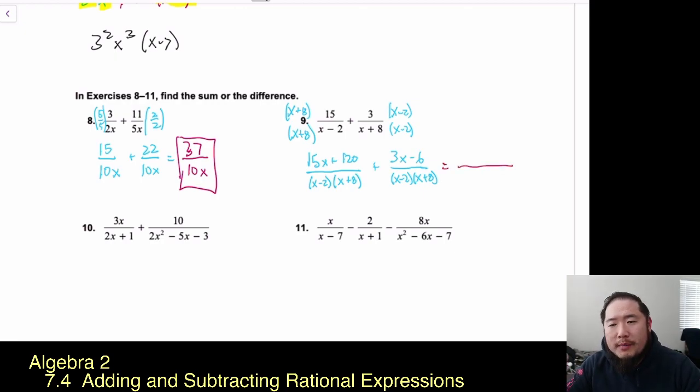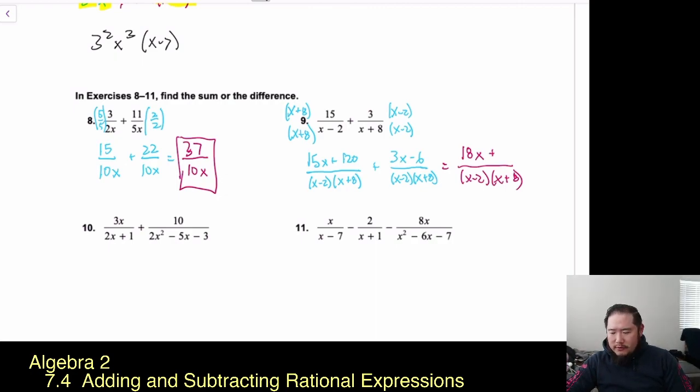The numerator, we combine like terms. So we've got 15x plus 3x, you've got 18x right there. And I've got 120 plus negative 6. That's going to be positive 114. All right.